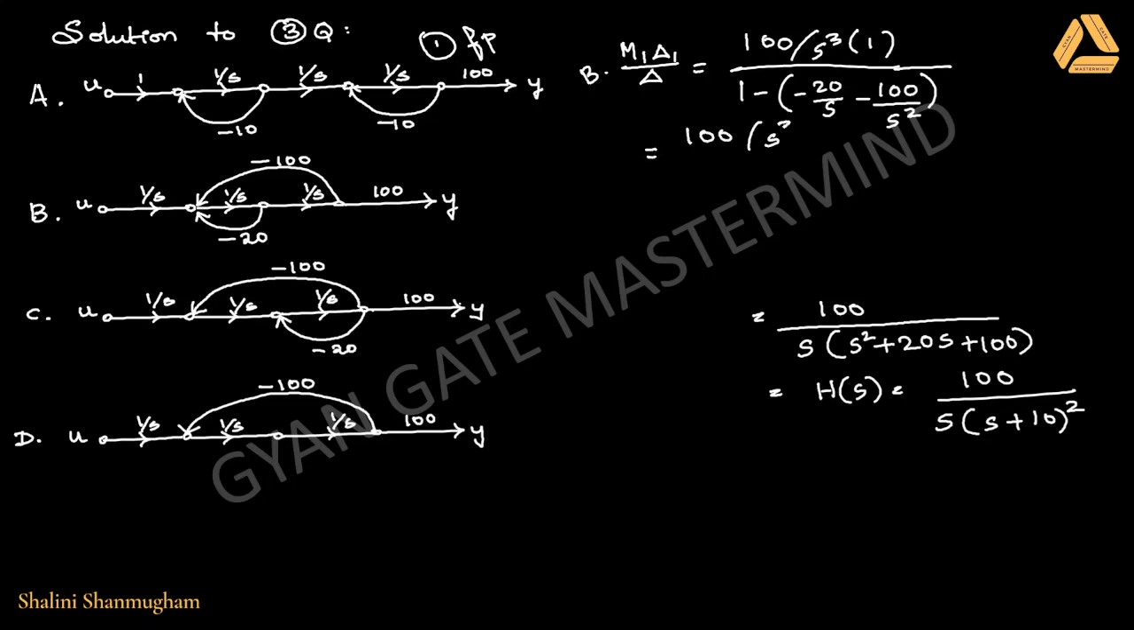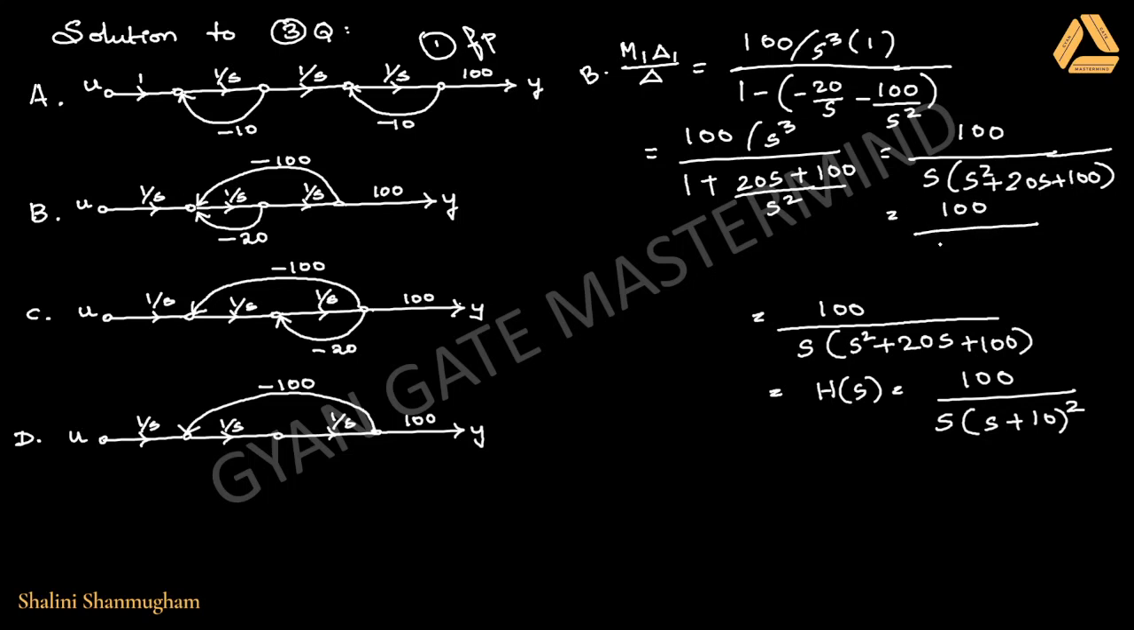These two loops are touching each other, so there is no third term, and we'll simplify this one, that is 100 by s cube divided by 1 minus. So if you bring this one and keep the same denominator, this becomes 20s plus 100, which is nothing but 100 by s into s square plus 20s plus 100, which is nothing but 100 by s into s plus 10 the whole square, which is nothing but H of s. So for the B also we are getting the same model, and we'll check about the C.